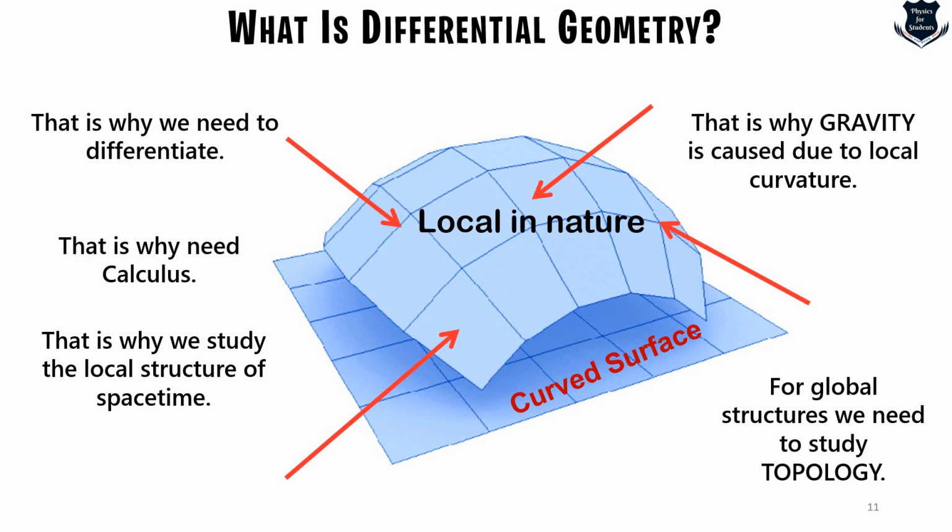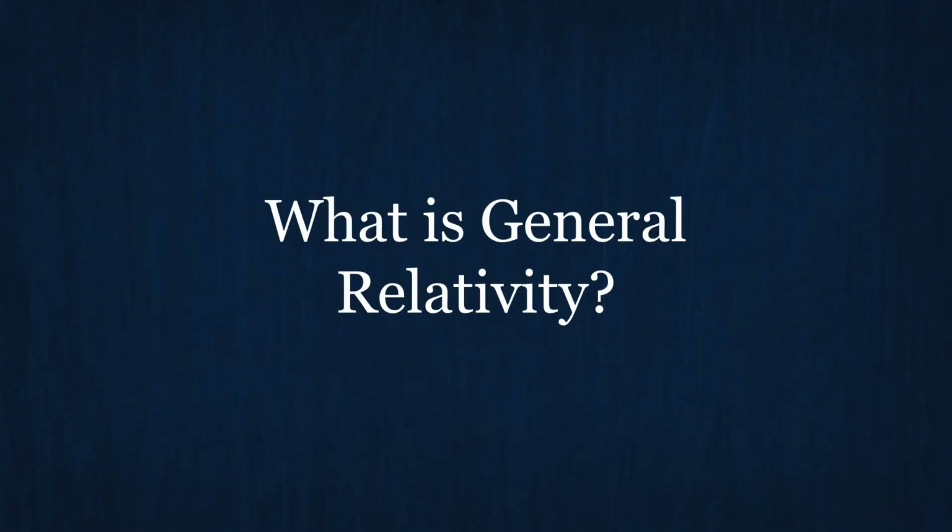Because gravity, as we will see, is due to local curvature or local stress tensor, and that is why we use differential geometry in terms of measuring that. So you are already getting a hint of the relationship, the handshake, between differential geometry and general relativity. But right now it is time to look from a different perspective at what general relativity is, and only then can we get hold of this understanding.